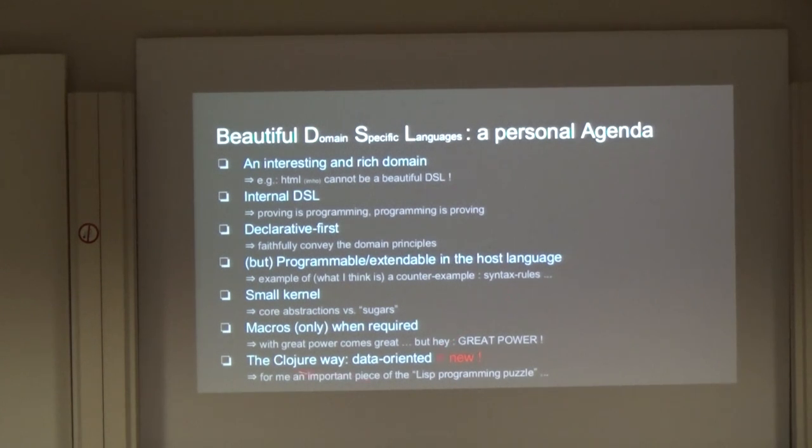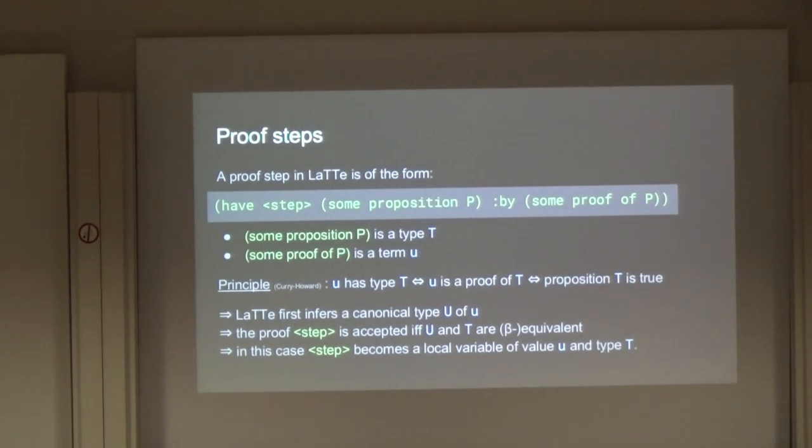Okay, and maybe the last point is that I found that some Clojure specificities are interesting when you implement a DSL. So it will be maybe redundant with what we met in Hans' talk this morning. So to explain how you extend the system, I will explain this quickly.